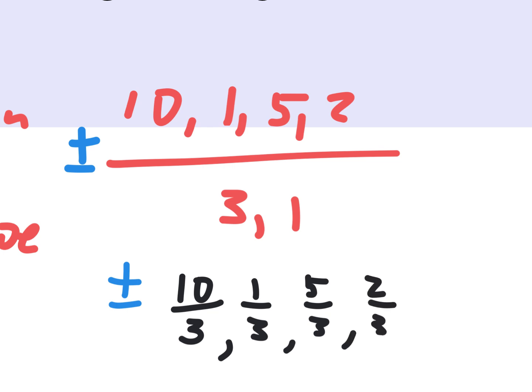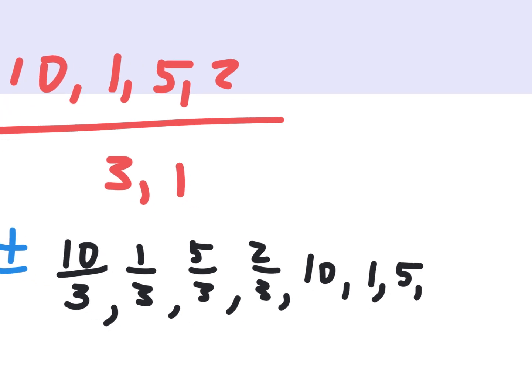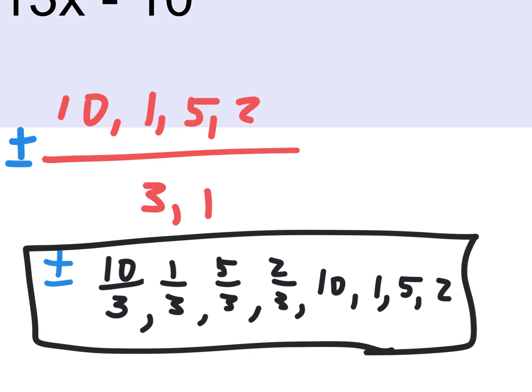Did you remember that you had to divide them all by 1 also, which is 10 divided by 1, which is regular 10, regular 1, regular 5, and regular 2. That is 16 possible roots because of the plus and minus. If I had to actually test all of those, it would really suck. But I would start with the easy ones, like 1, or 2, or -1, or -2.